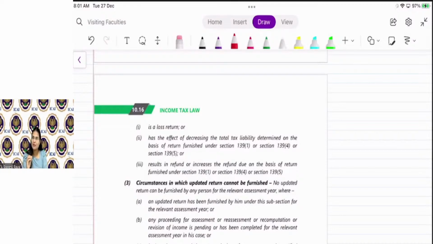So basically the concept of updated return is given to offer certain income which you forgot to offer in original return, or in case you failed to file return within due dates or after due dates and the date for filing belated return is also lapsed, then only you can file the updated return.